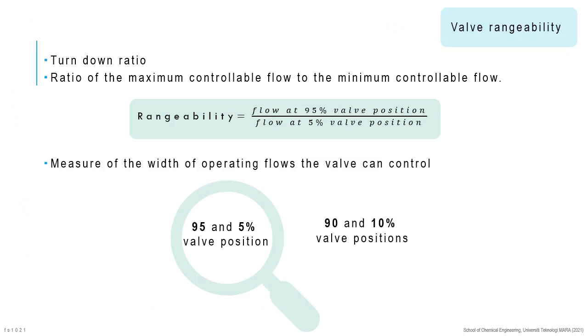Valve rangeability is also known as turndown ratio. It is the ratio of the maximum controllable flow to the minimum controllable flow. It is a measure of the width of operating flows that the valve can control. A common way to define the maximum and minimum flows is at 95 and 5% valve position. The rangeability can be calculated using this formula: rangeability is equal to the flow at 95% valve position divided by the flow at 5% valve position.